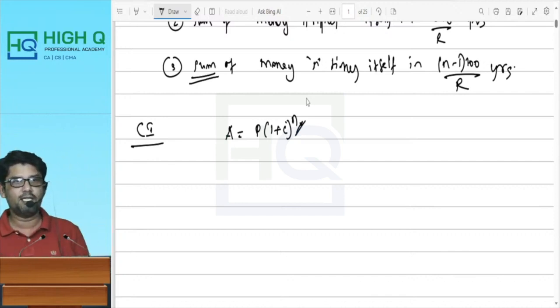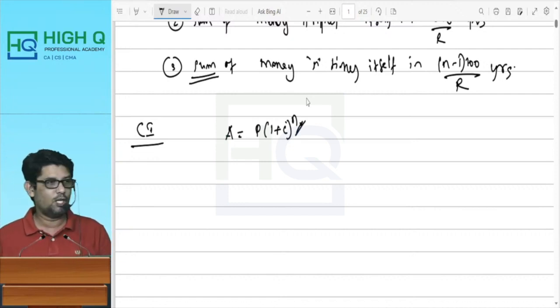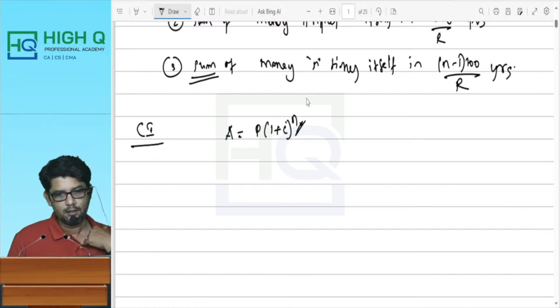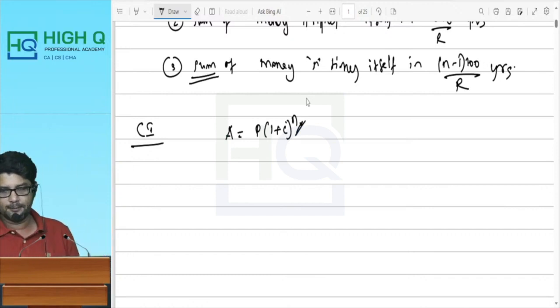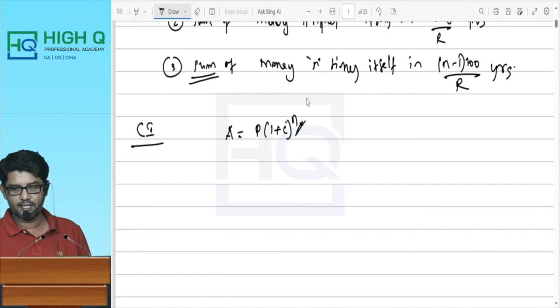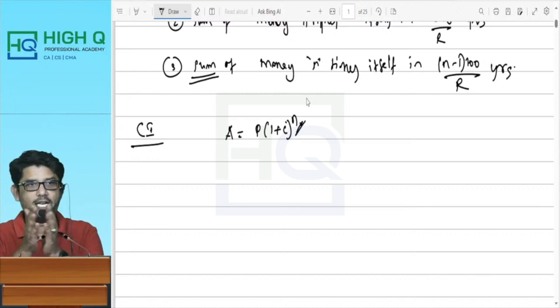Monthly. If it is monthly, then what will be the value of N? Very good. Monthly, 12. Perfect. If it is monthly, then the value of N is equal to 12. So this is one basic piece of information you need to remember.